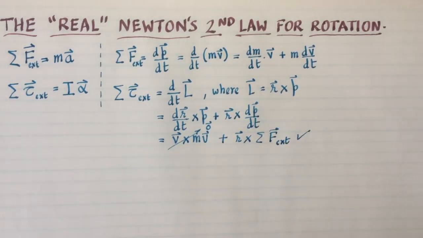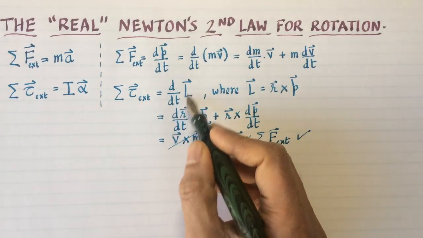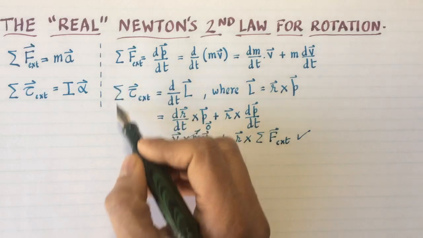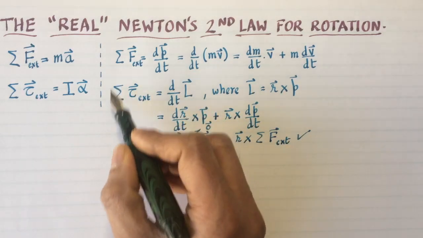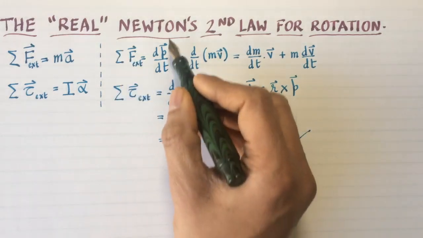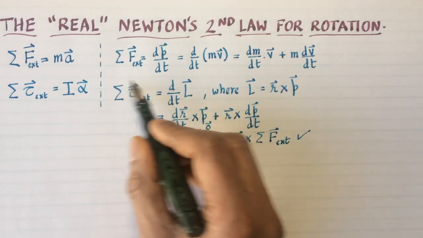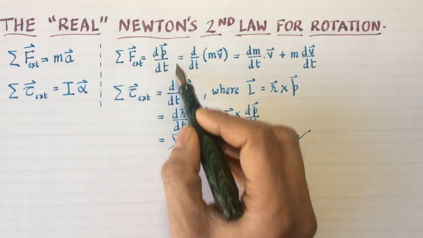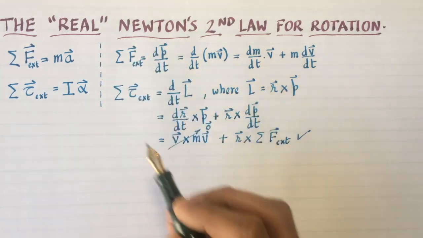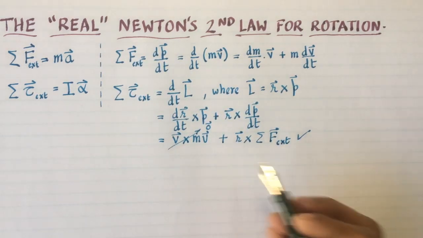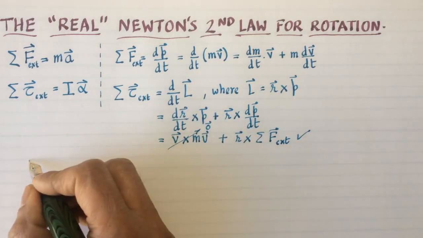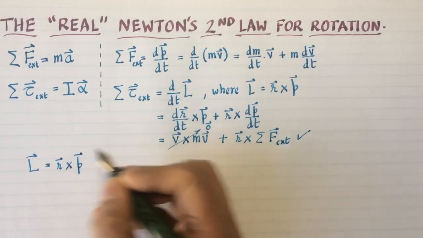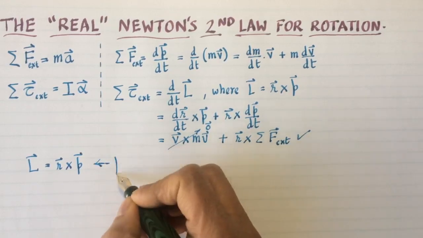So this works out, as long as we define a quantity L equals r cross p, which is the replacement for Newton's law. So this has the same status as that does. So this is the new generalized Newton's second law for rotation, in the same way as this was the generalized Newton's second law for translation. So let's see how we can use this. Angular momentum L is r cross p, and by the way, this definition is valid for a point mass.